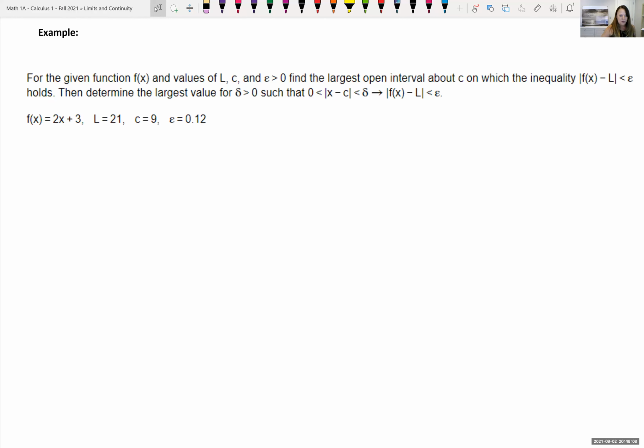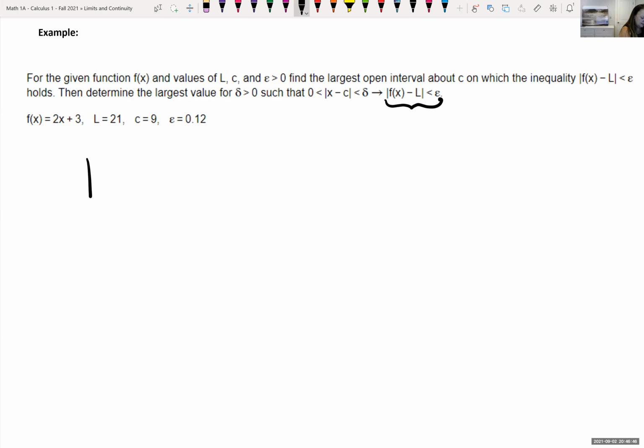Okay, so here's an example with some real numbers for the value that we want epsilon to be. For the given function f of x and the values of L, C, and epsilon greater than 0, find the largest open interval about C on which the inequality absolute value of f of x minus L is less than epsilon holds. Then determine the largest value for delta greater than 0 such that 0 is less than the absolute value of x minus c, less than delta, gives us that the absolute value of f of x minus L is less than epsilon. Okay, let's look at this. That's where we're going to start.